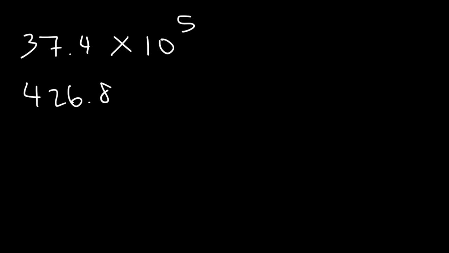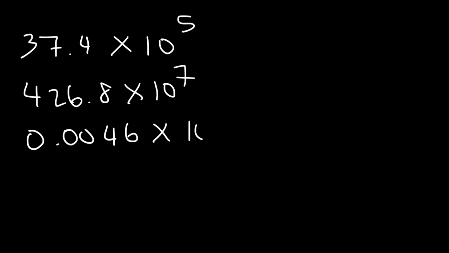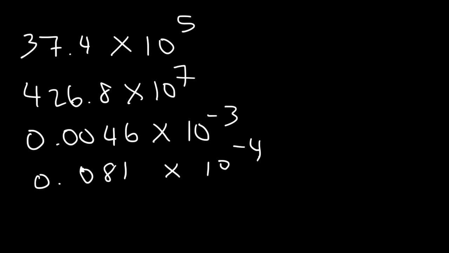So let's try 37.4 times 10 to the 5, 426.8 times 10 to the 7, 0.0046 times 10 to the negative 3, 0.081 times 10 to the minus 4, and let's say 76.1 times 10 to the negative 5.